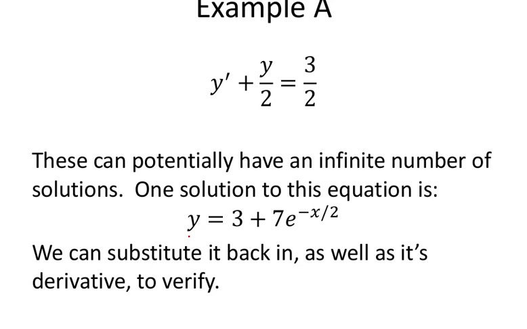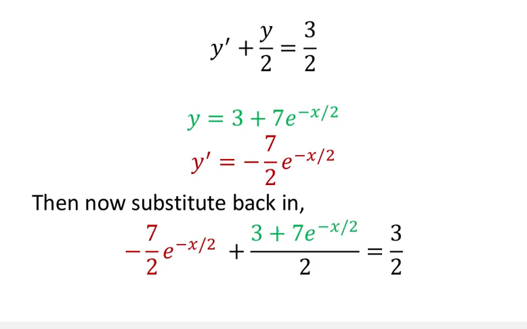The derivative of this, let's go to a nice blue color here, because blue is a great color for derivative. Y prime, derivative of 3 is equal to 0. And then we have 7 times the derivative of e to negative x over 2. That's going to be times negative 1/2 of e to negative x over 2. So the derivative is equal to negative 7/2 e to negative x over 2.